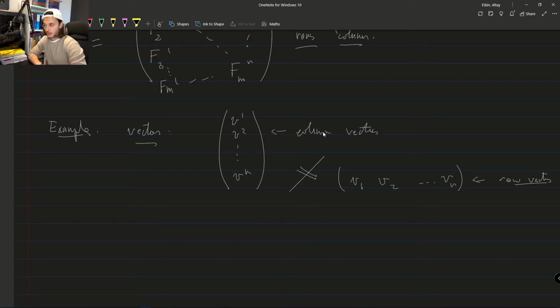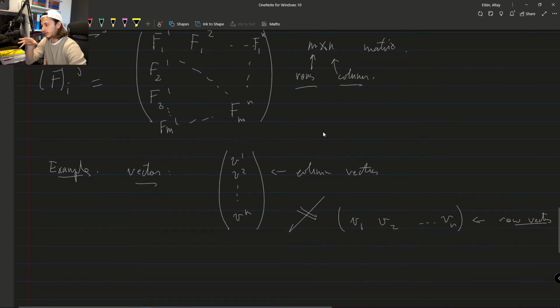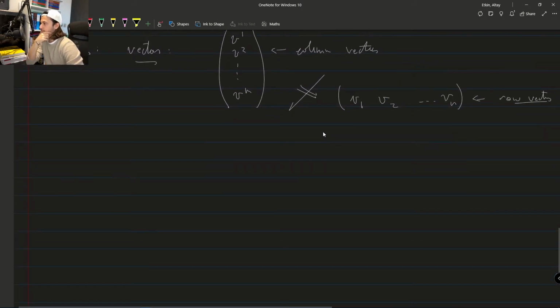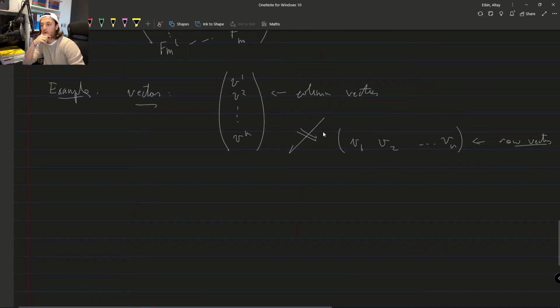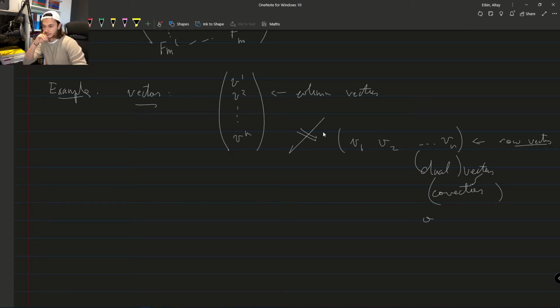So these two are different. They're different objects, actually, as we will talk about soon. So vectors are column vectors, and these are what we call either dual vectors, so they have their own name, or covectors, or even one forms. Depends on how you define them.